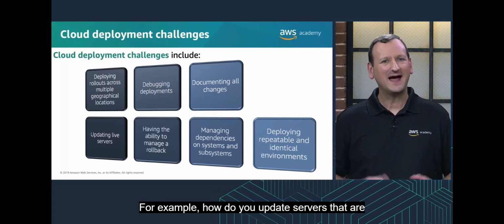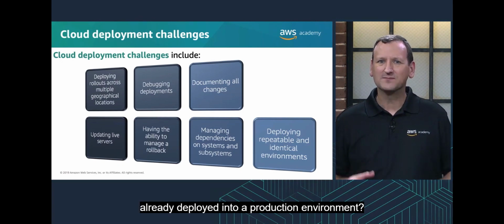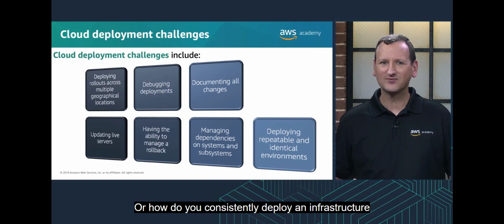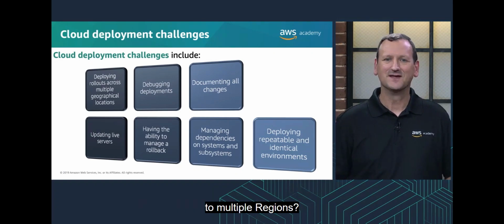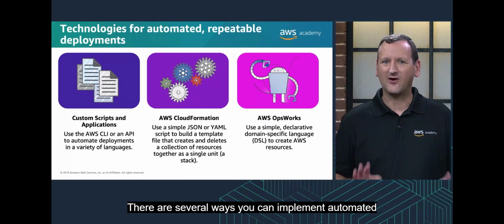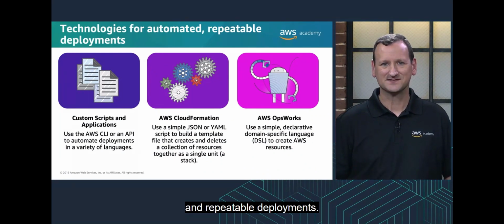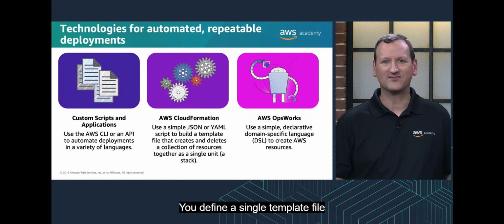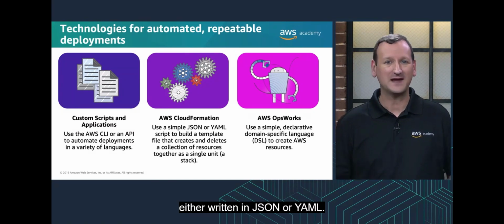For example, how do you update servers that are already deployed into a production environment? Or how do you consistently deploy an infrastructure to multiple regions? There are several ways you can implement automated and repeatable deployments. With AWS CloudFormation, you define a single template file, either written in JSON or YAML.